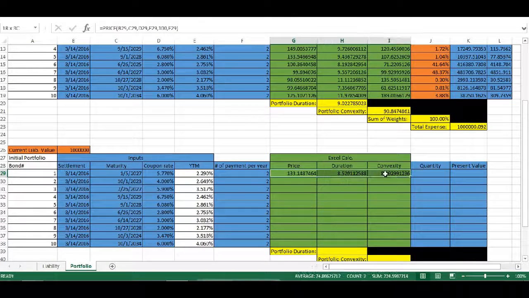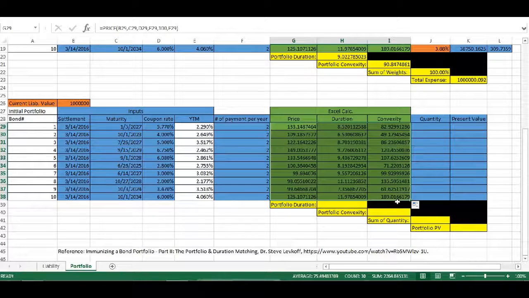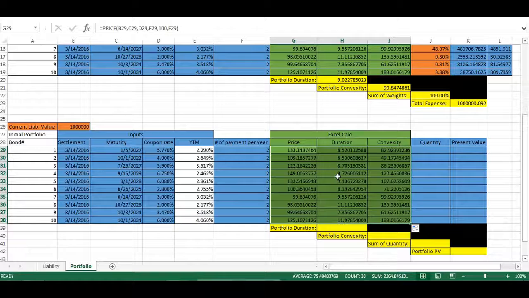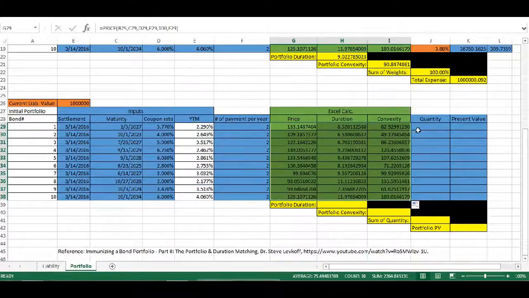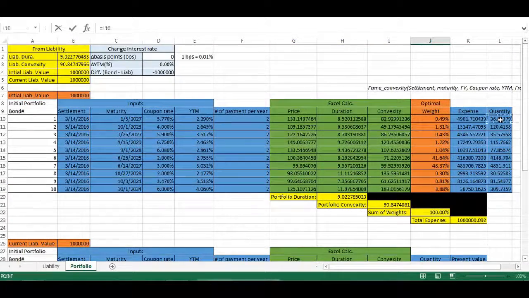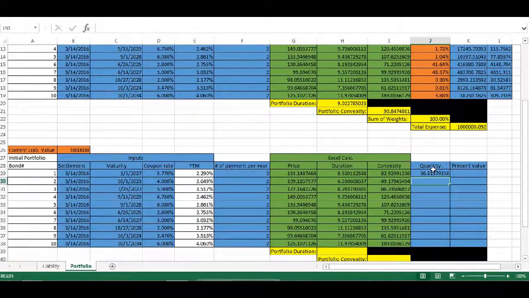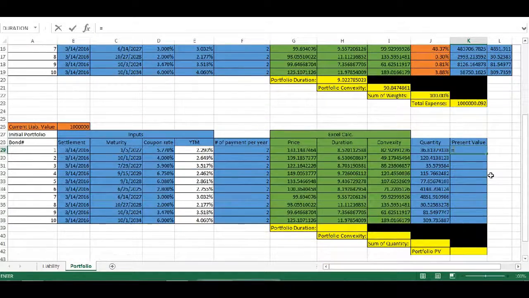Then down, we have all those new price, duration, and convexity, and these three things will change as we change the interest rate. And the quantity will not change because we already built the portfolio. Then we have this present value equal to the new price times the quantity.